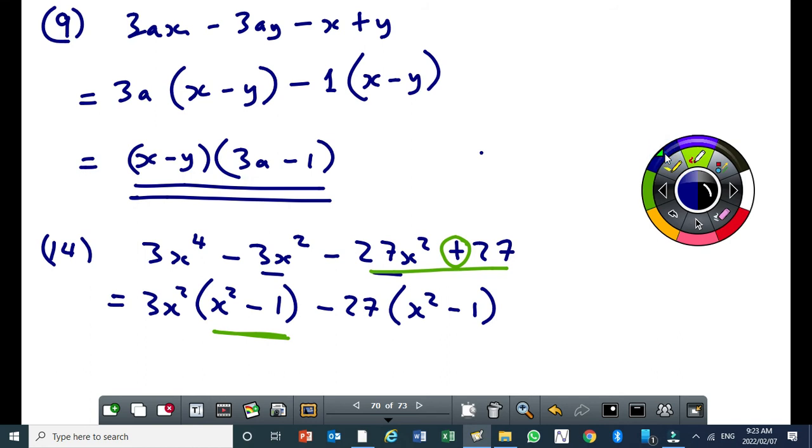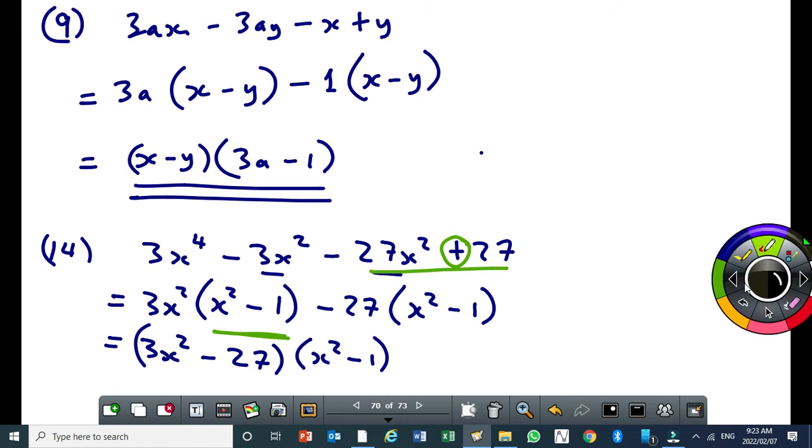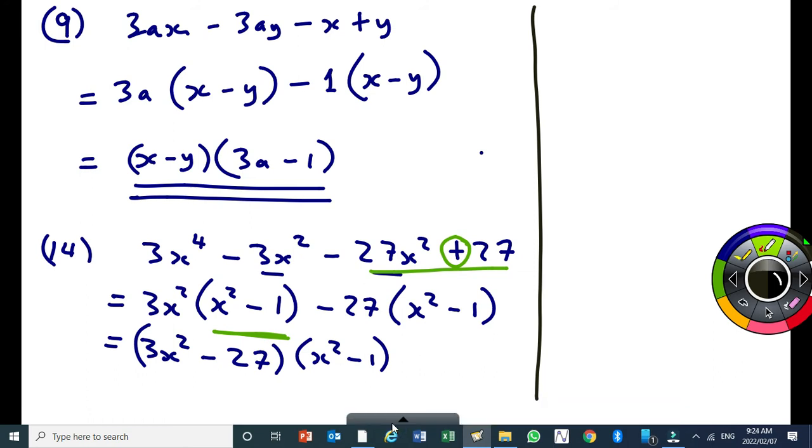Then, the next thing now here is, let's take out the common factor, which is the binomial. So this becomes 3x squared, which I'm just going to write as 3x squared minus 27 first, times x squared minus 1. Now, you must ask yourself, can both binomial factors be factorized? The answer here is yes. Both can be factorized further. That's why the question is saying factorize fully. So I think it's better I go to the next page. But I think I can do it down there.